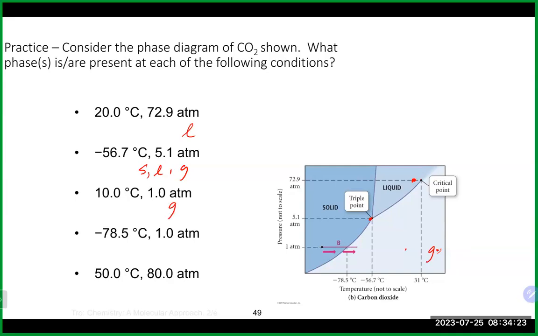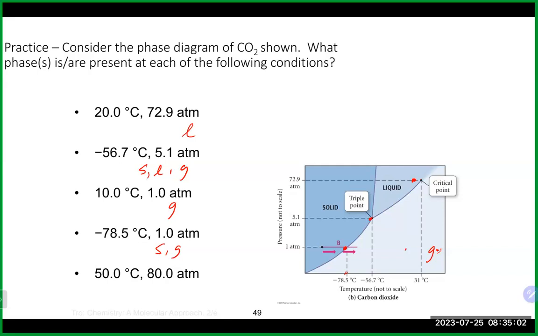Minus 78.5, looks like it's back here, and 1 atmosphere puts us right there on the line. So that puts us on this line between solid and gas. If you are on the line, that means you're changing phases and you have both phases in equilibrium with each other. So if you do find yourself on that line or any of those lines, you have both phases happening. It's that change of phases occurring.